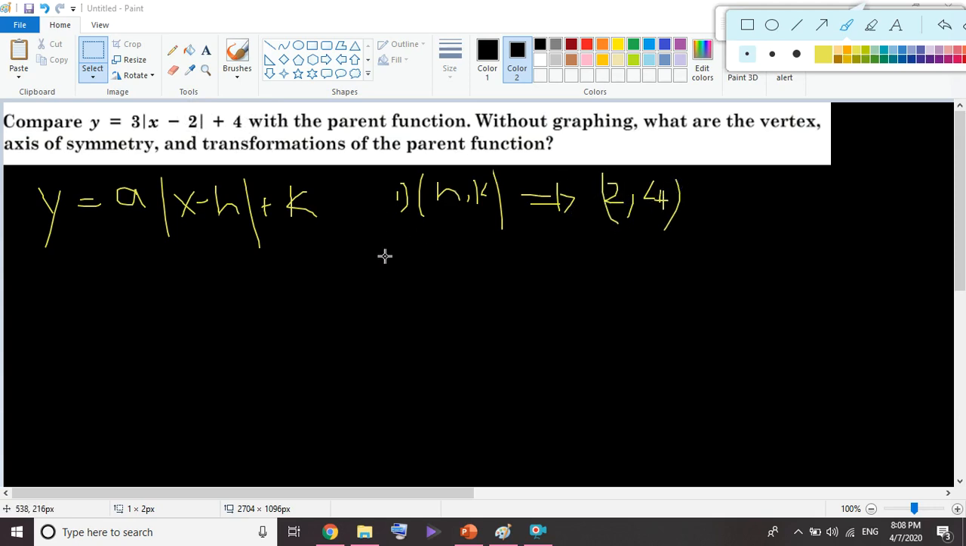Here's number one. Now number two, what is the axis of symmetry? We said x equals h, right? So h here equals 2. So this is the second thing they want. And the third thing, the transformation of the parent function.